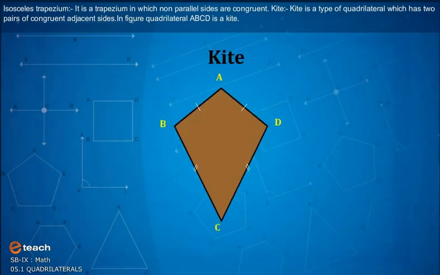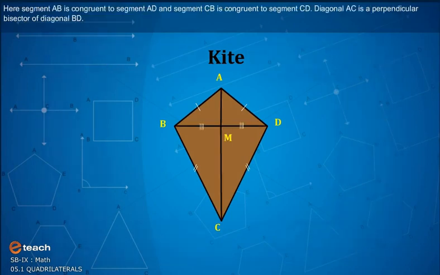Kite. Kite is a type of quadrilateral which has two pairs of congruent adjacent sides. In figure, quadrilateral ABCD is a kite. Here, segment AB is congruent to segment AD and segment CB is congruent to segment CD. Diagonal AC is a perpendicular bisector of diagonal BD.